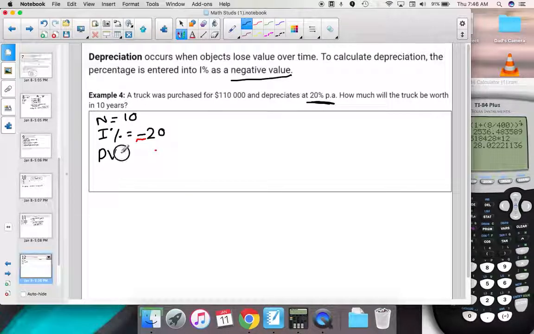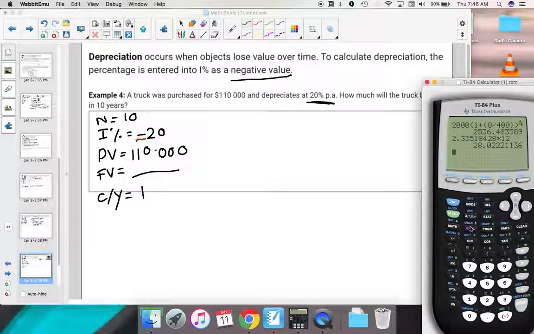Our present value, how much the truck is worth now, is $110,000. Must be an expensive truck. Our future value is what we're looking for. And when we look at compounding periods per year here, we just have one because it's depreciating at 20% per annum or 20% per year. So that is only compounding once per year. So plugging that in here, I have apps, finance, TVM solver, number of years is 10, interest rate is negative 20. Present value is $110,000. Don't worry about PMT. I'm not sure what my future value is, and my compounding periods per year is going to be 1.